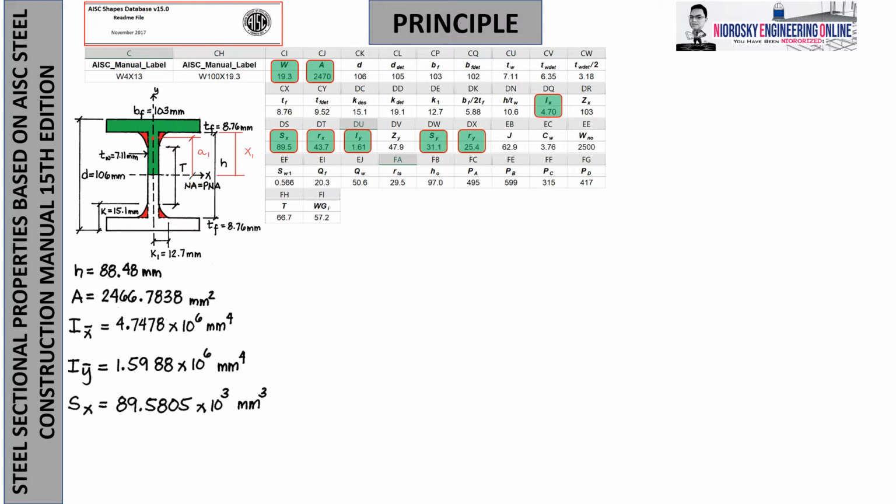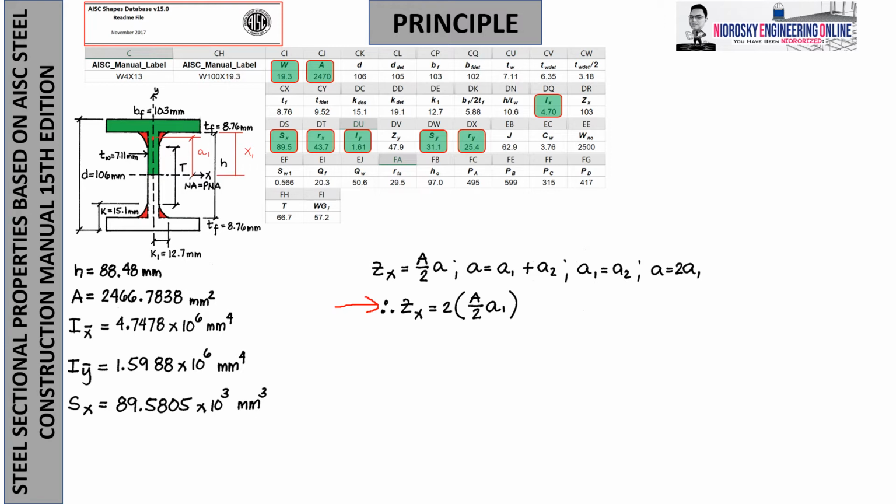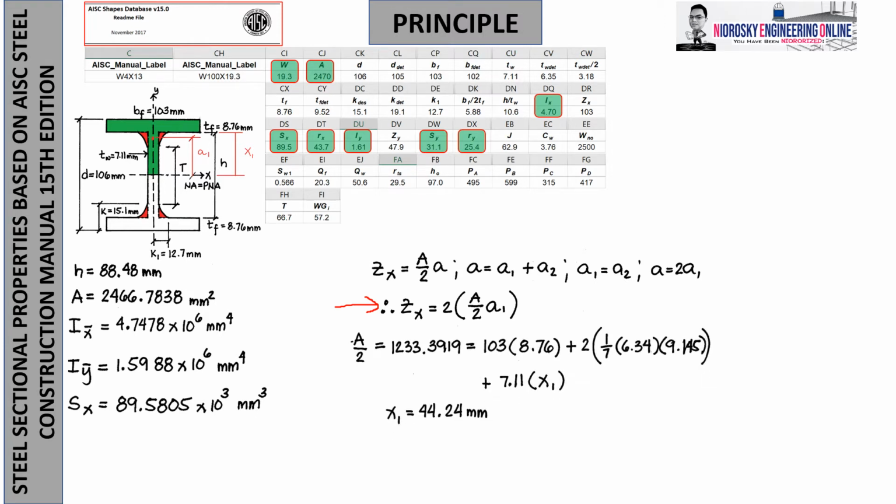So, therefore, we will try to simplify the computation by having these following. So, since AX is equal to A over 2 times A, and A is the sum of the top and the bottom centroids, and since A1 is equal to A2, then I can simply say that A is equal to 2 times A sub 1. So, therefore, I can simply say that z sub x is equal to 2 times half of the area multiplied by a sub 1. So using the concept of the plastic neutral axis, so getting the area above, so yung x sub 1 natin, it is the distance free from the flange.